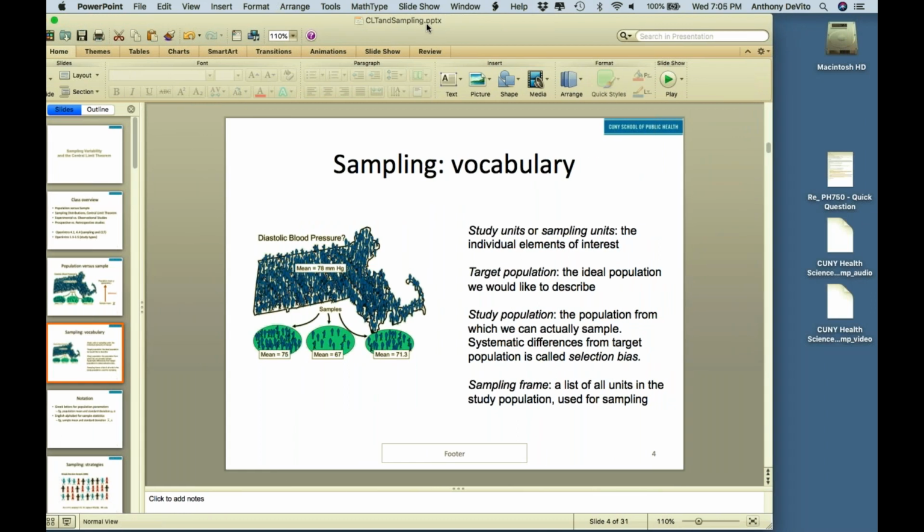Okay, so a few words. Study units, the sampling units, those are the individual elements of interest, like the blood pressure and the individual people that you're sampling. The target population is the population that we want to describe, that we're really interested in. That's the population of Massachusetts in this case. The study population is the population that we can actually sample from.